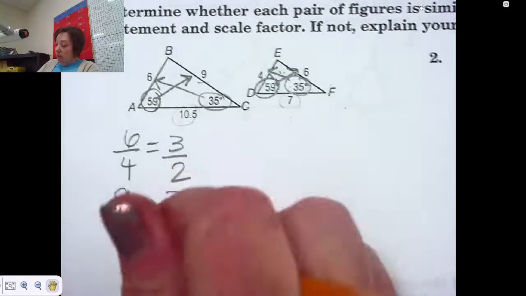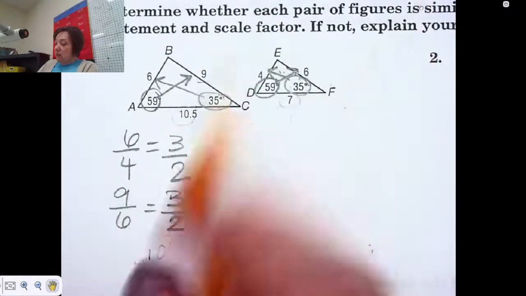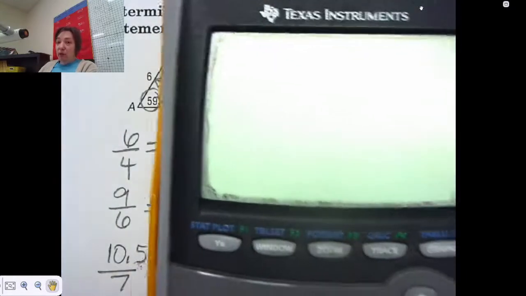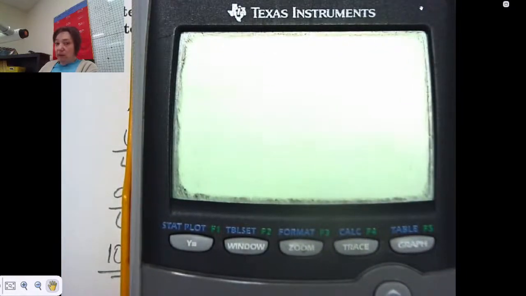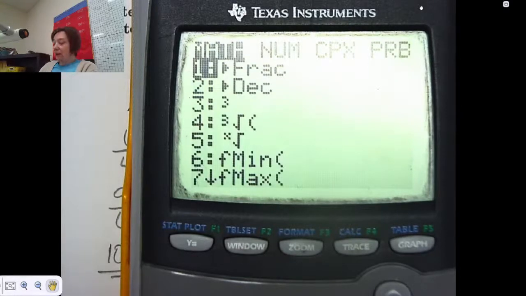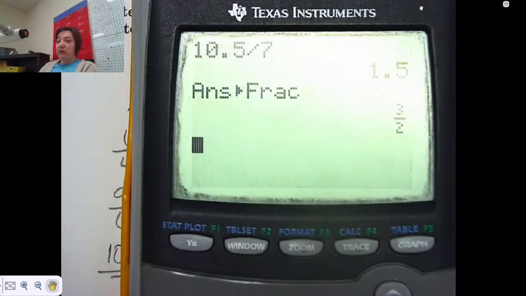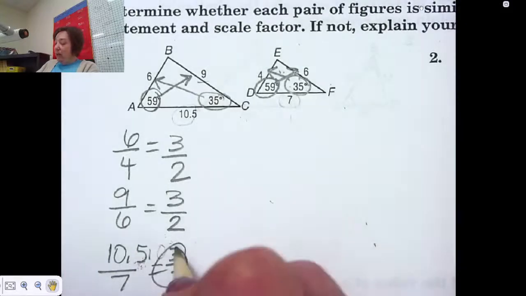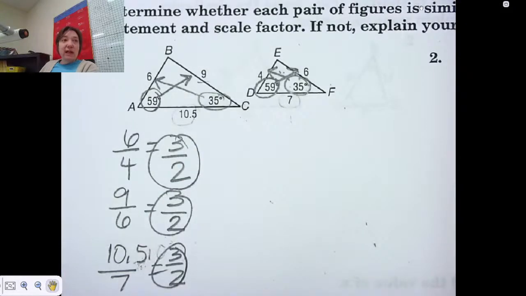So, I don't know, my brain and my hands just didn't cooperate for a second. So 10.5 over 7. Now if we grab our calculator and we do 10.5 divided by 7. What's the easiest way to convert that to a fraction on your calculator? Math, enter. So enter, just like that, right? What do you get? 3 over 2. Since the scale factor is the same for every set of sides, that means that these two triangles are similar.